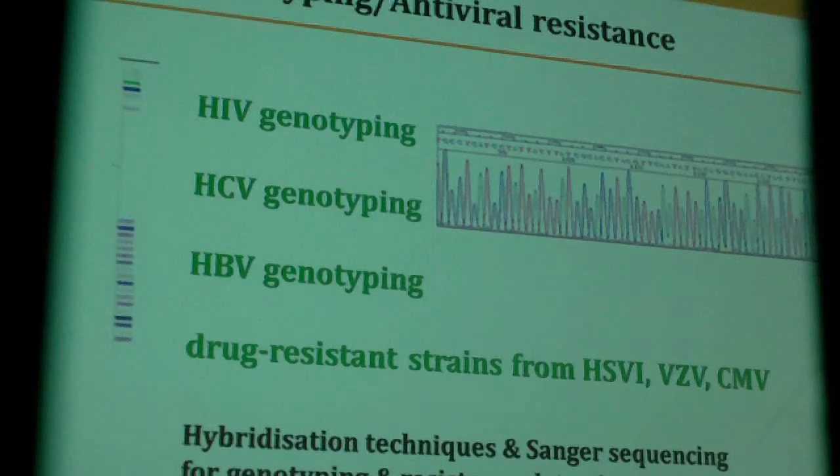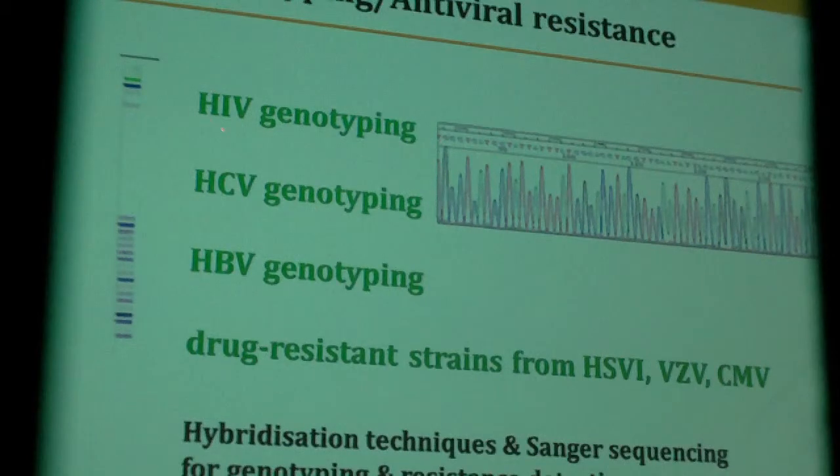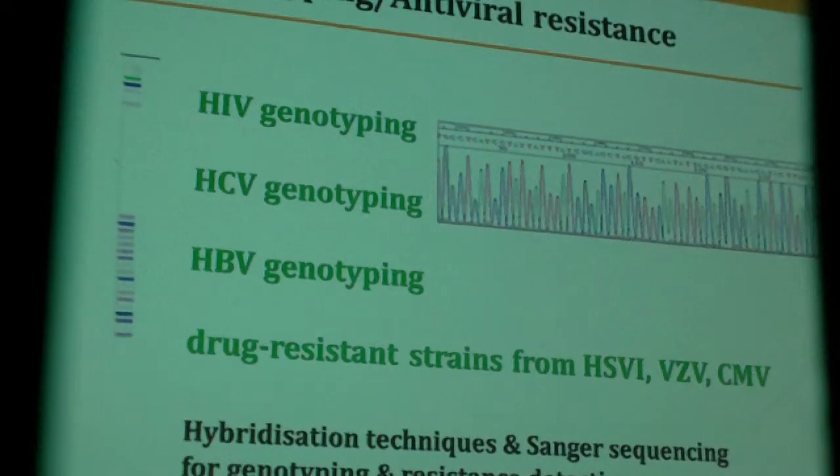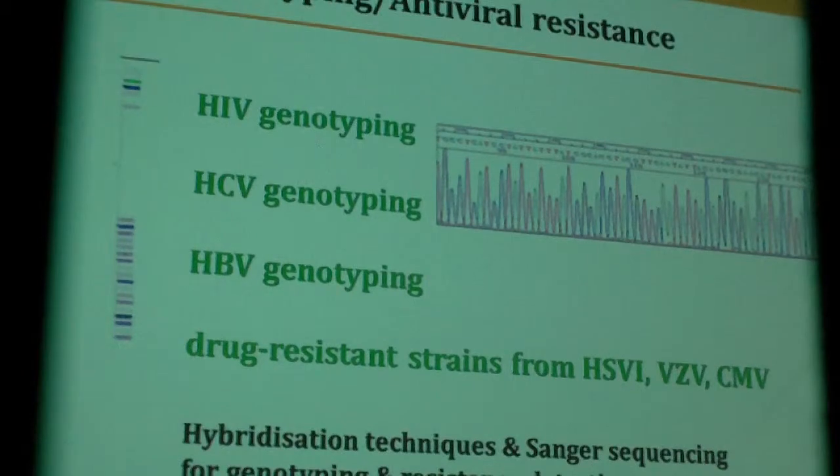Coming somewhat more to the viral case, a lot of Sanger sequencing is done. That's the classical way of sequencing. We do that for HIV genotyping, HCV genotyping, HBV genotyping, and also some drug-resistant strains we can find on mutations based in specific sequence over here.